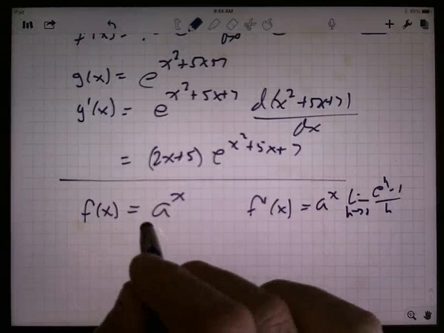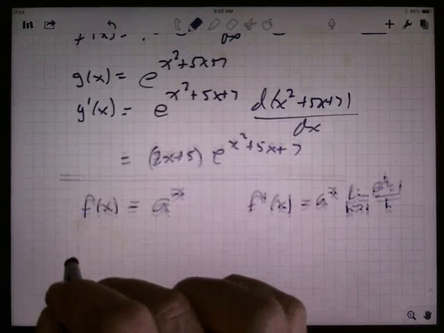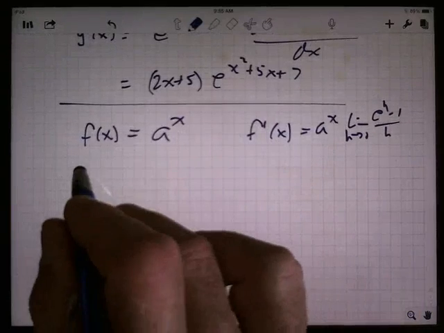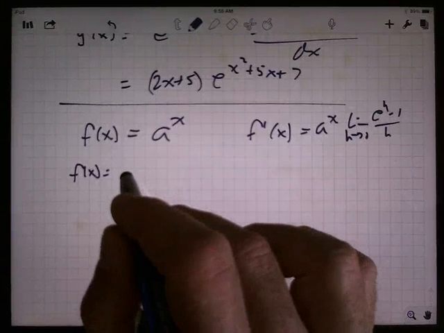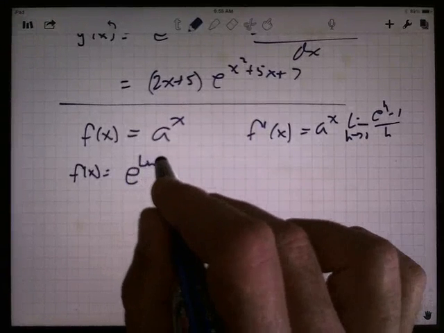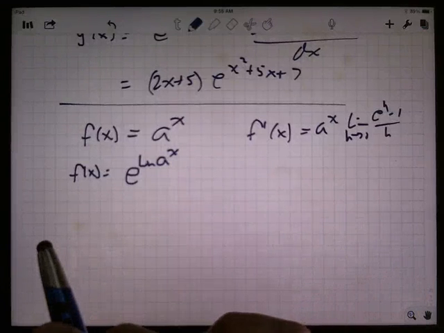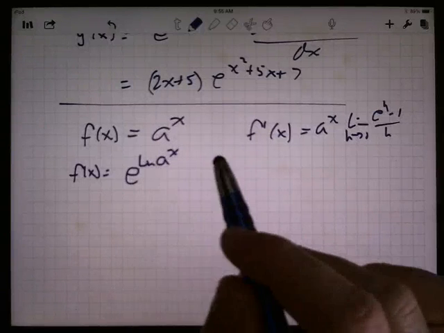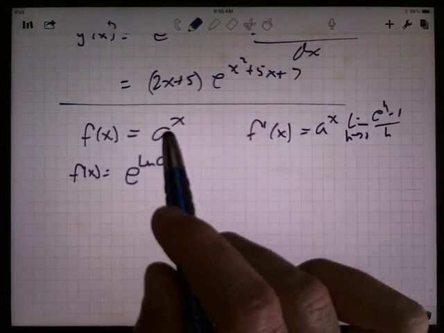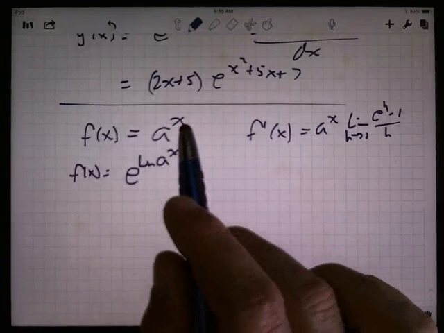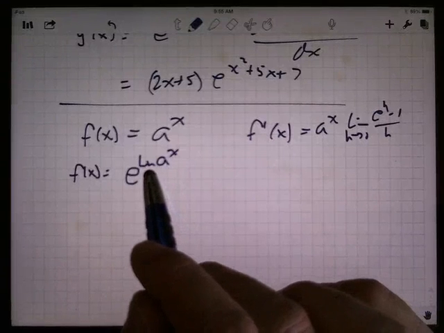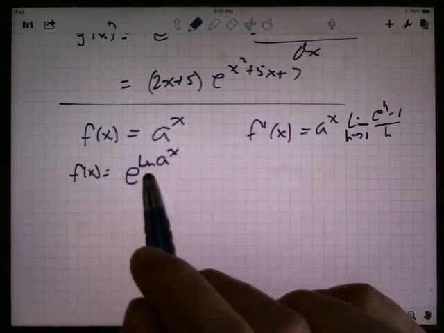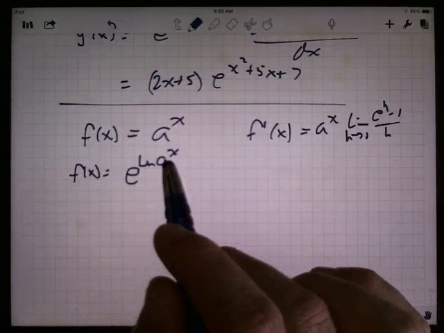Well, now we can, because what we can do is this. F of x is, I'm going to rewrite a to the x as the following: e to the natural log of a to the x. Now, it may seem kind of funny to do this at first, but essentially it's like saying square it and square root it. I know I got a positive number here, so if I square it and square root it, I'm back to the same number. Well, I'm saying take the natural log and then exponentiate. These are inverse functions of each other, they undo.